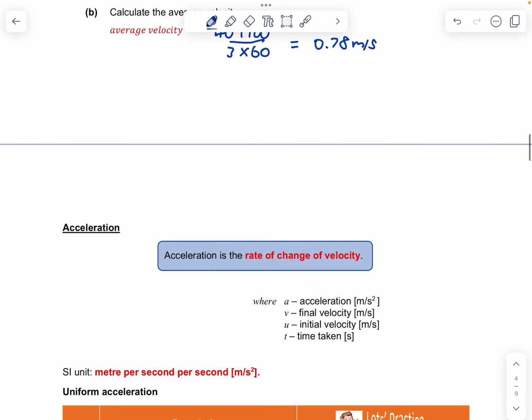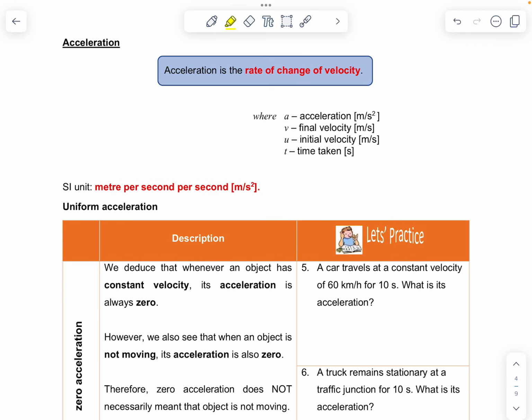Acceleration. So acceleration is the rate of change of velocity. The formula is given by a equals v, the final velocity, minus u, the initial velocity, over time. The SI unit is meter per second per second.